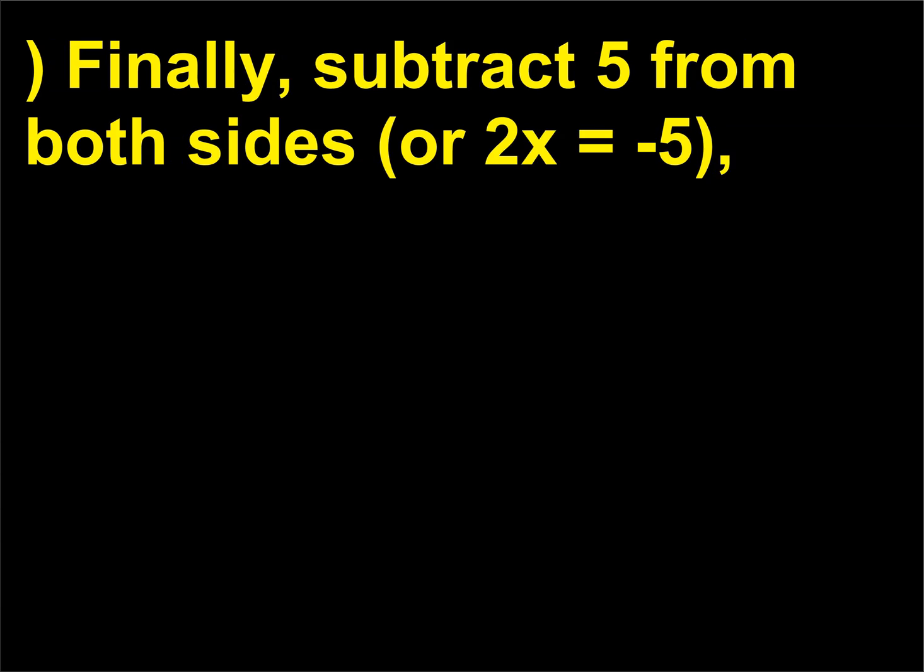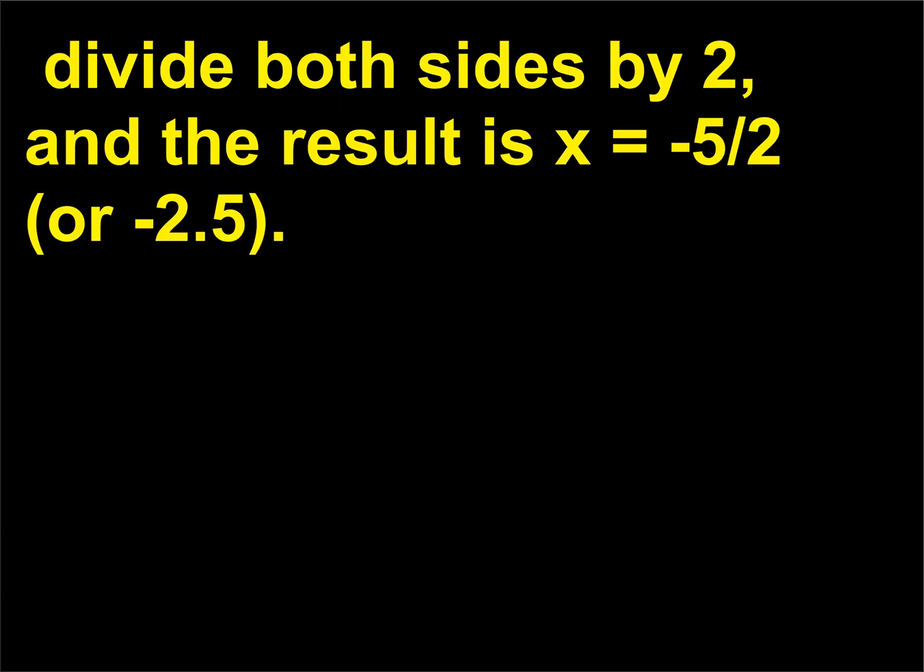Finally, subtract 5 from both sides, so 2x equals minus 5. Divide both sides by 2, and the result is x equals minus 5 halves, or minus 2.5.